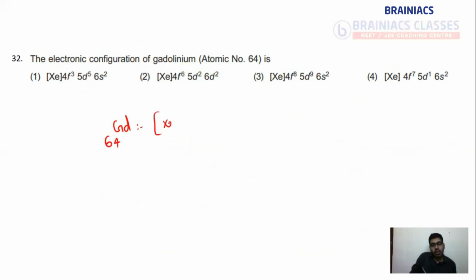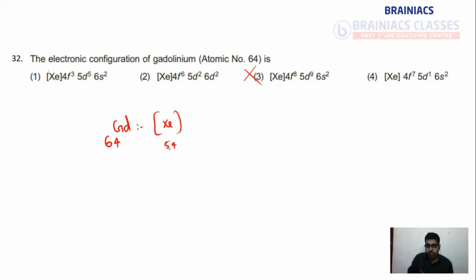Now, the first one is xenon. In each answer, xenon has atomic number 54. Now, 10 more electrons remain. Counting the electrons in the option, 8 plus 2 is 10, and 10 plus 9 gives 19 electrons. This is not the right answer, because that is not possible: gadolinium has atomic number 64.